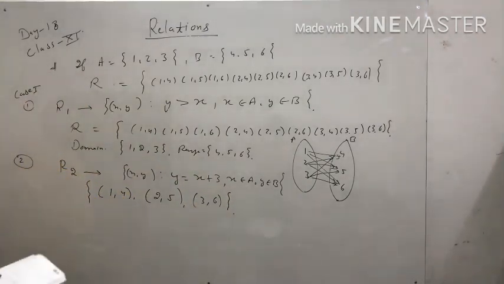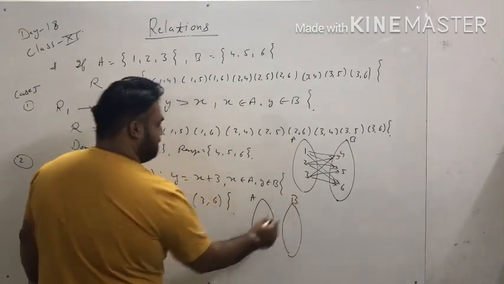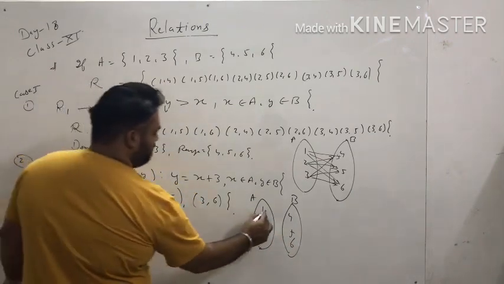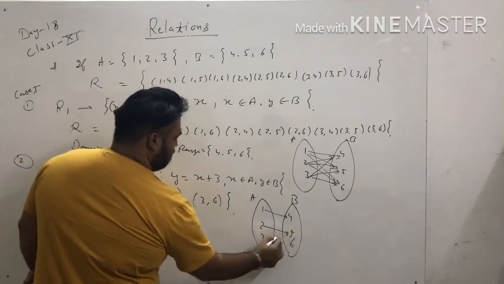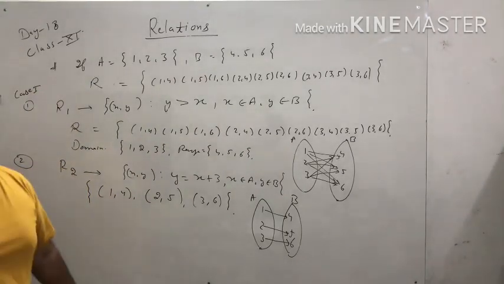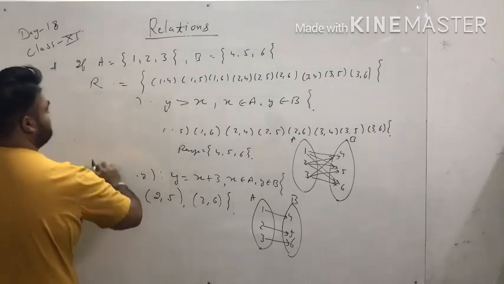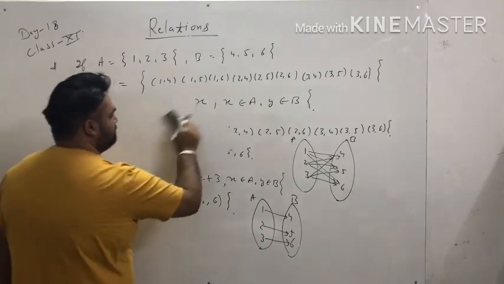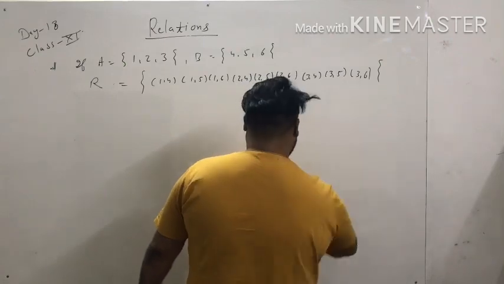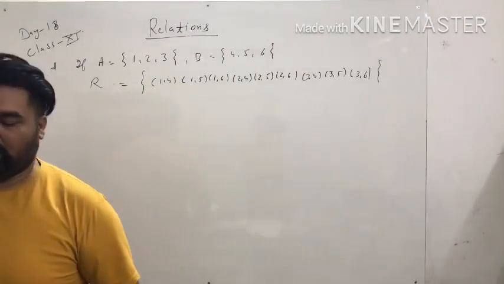So these are the possible ordered pairs, and through arrow diagram, this is A, this is B. What are the elements of A? 1, 2, 3, and B: 4, 5, 6. Now 1 to 4, 2 to 5, 3 to 6. So these are the two cases. Now we shift to the third case.